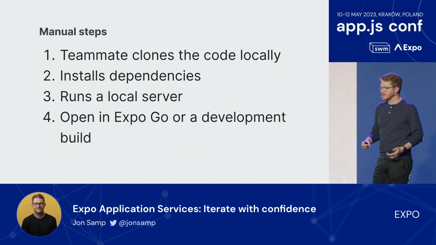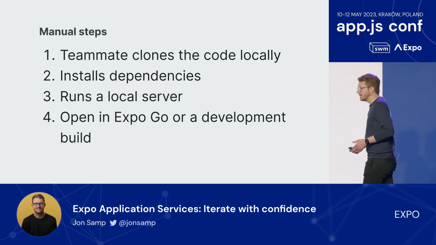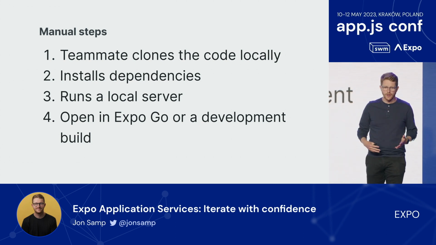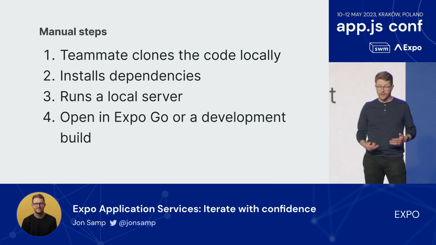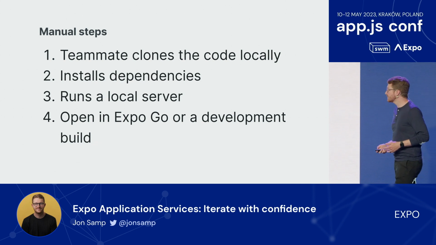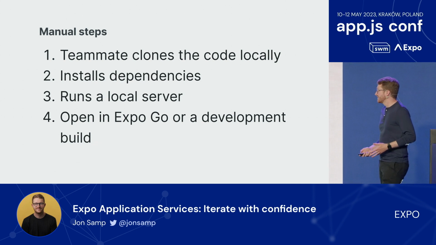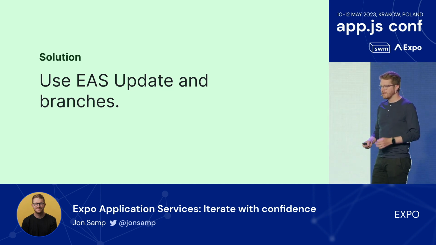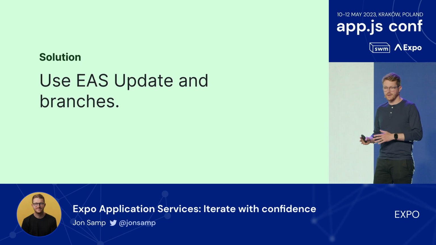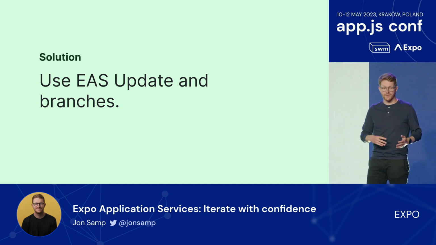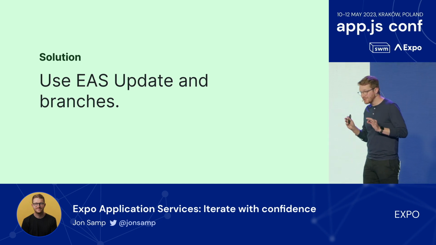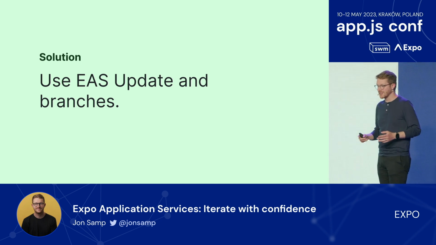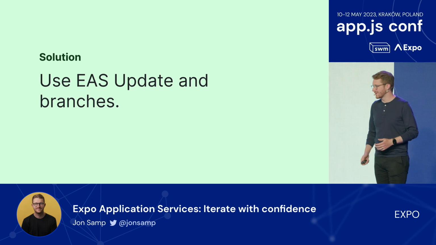Generally, to do this manually, they'd have to clone the code, they'd have to install all the dependencies, they'd have to run a local server, and then they've got to open up Expo Go or a development build to load that. What we want to do instead is make this really fast. And we can actually use EAS update and branches. If you've heard of EAS update, generally it's thought of and used to ship production bug fixes to end users, but we can actually use the exact same mechanisms to preview PRs with our coworkers, which I think is like the superpower of the service.